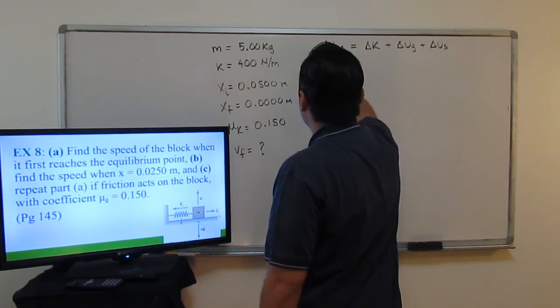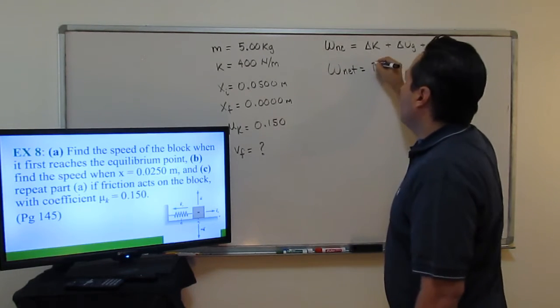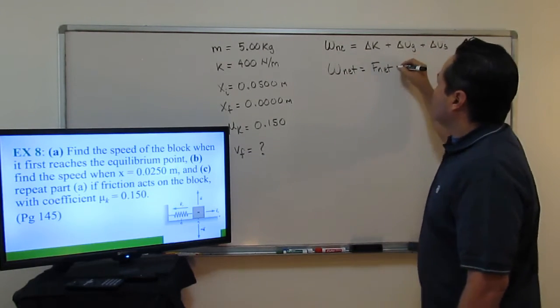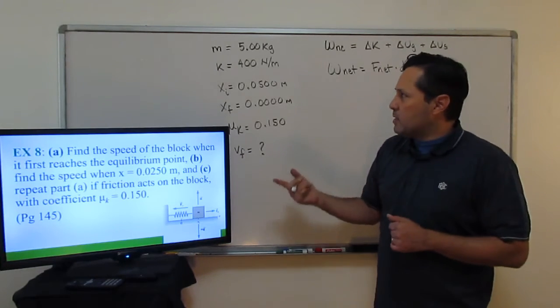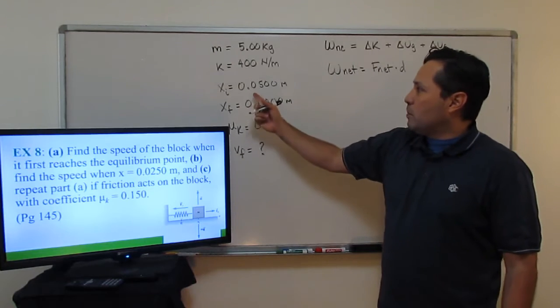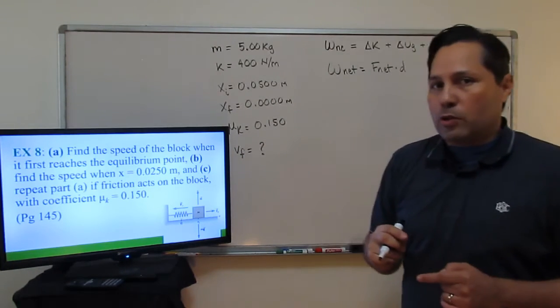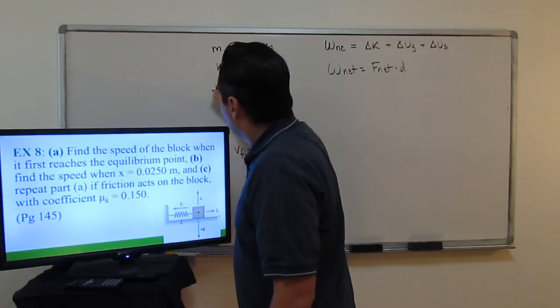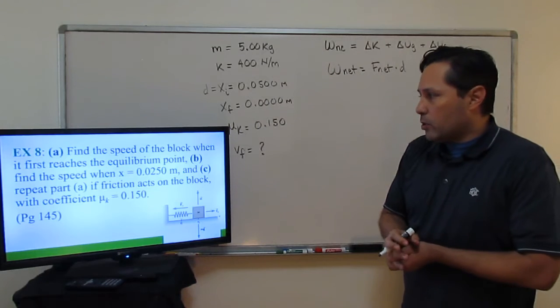So I'm also going to need this formula, where work net is equal to force net times the distance that the block has traveled. By the way, the distance that the block has traveled is going to be the same as how much the spring was compressed. So those two values are the same. There you go. So now let's continue.